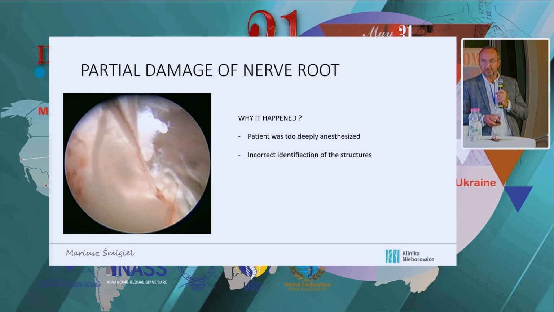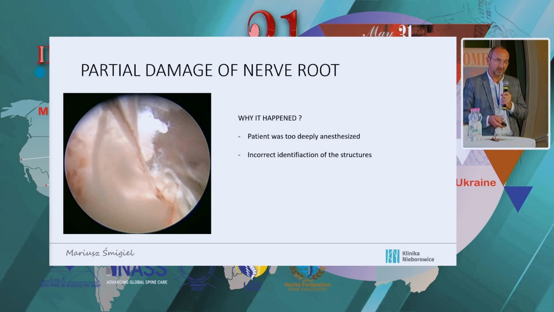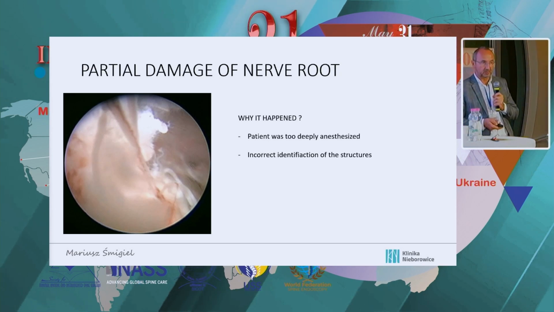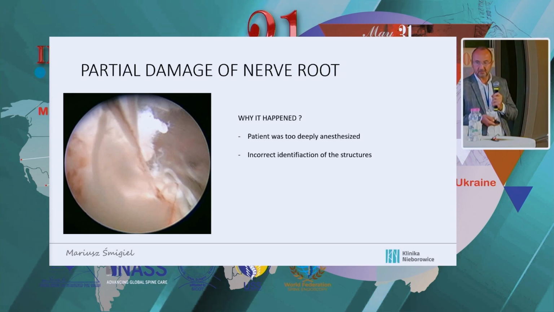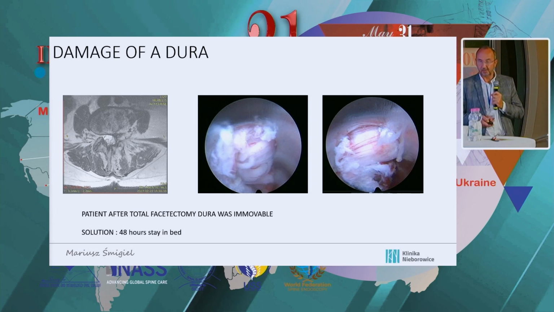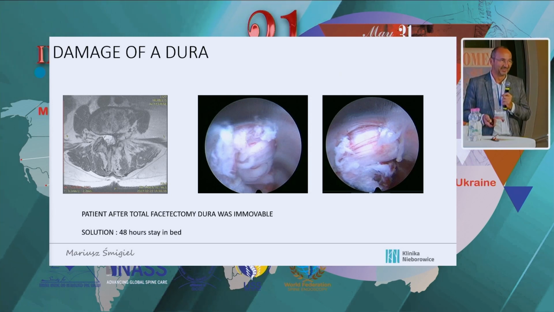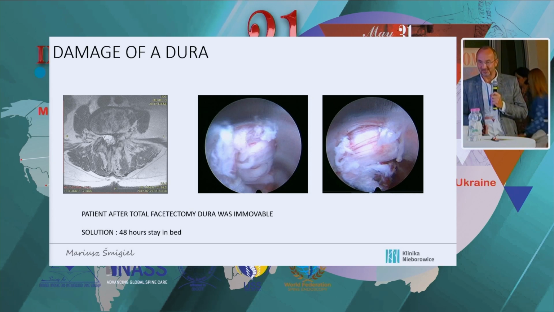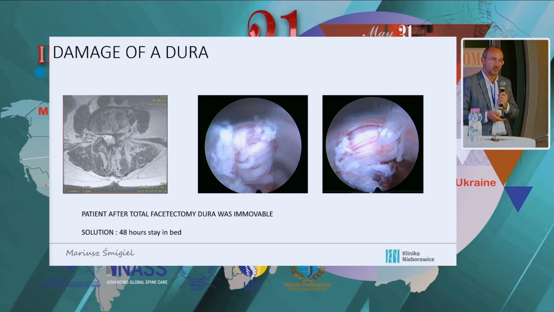Twice I damaged the nerve root. It was at the beginning of my gaining experience, and the patient was too deeply anesthetized, and I didn't recognize the nerve root. Happily, before surgery, the patient had paresis. So nothing changed. Only once I damaged the dura because our instruments are safe.